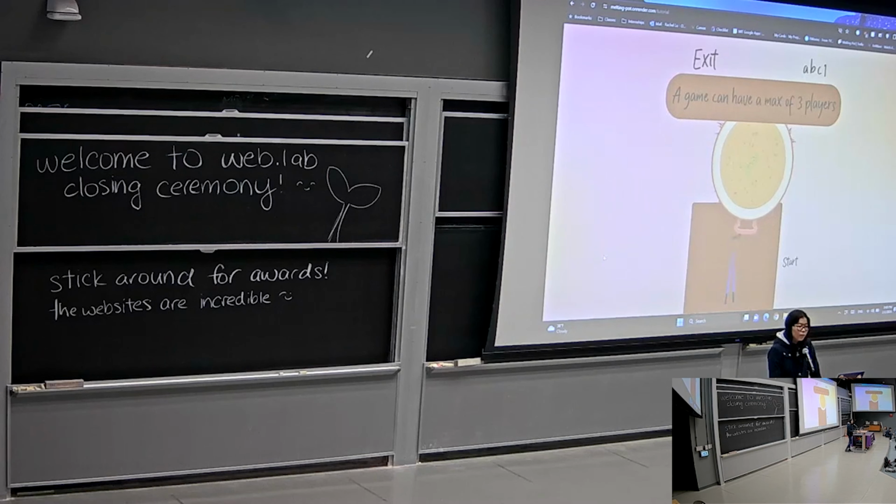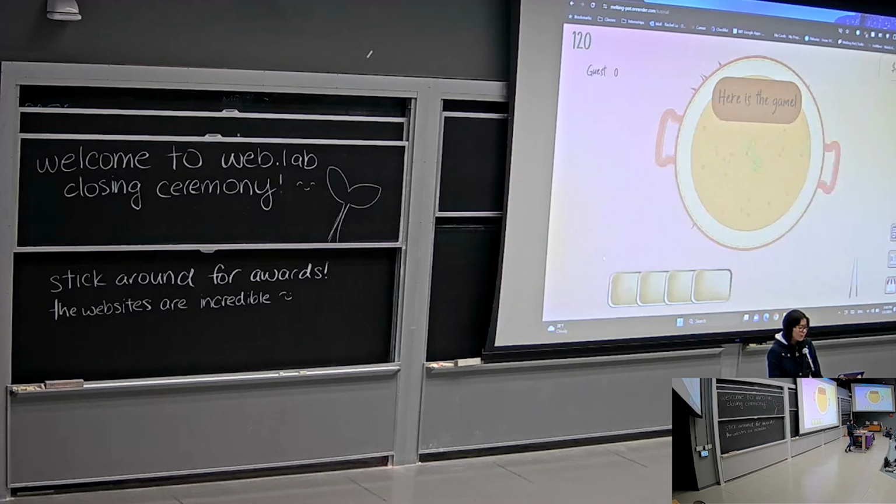So each game can have a max of 3 players, and as the players enter the room, you can see the name and the corresponding chopstick design. So if you click Start, this is what the game looks like. This is how much time is left in the game. So each game is 2 minutes. This is the scoreboard, and that's how much money you have.